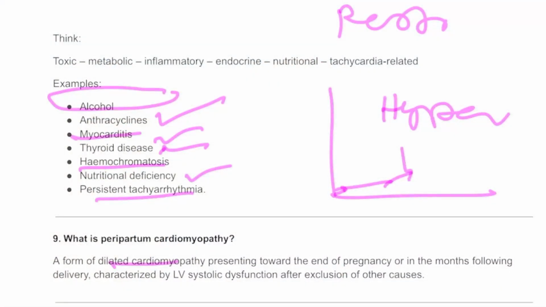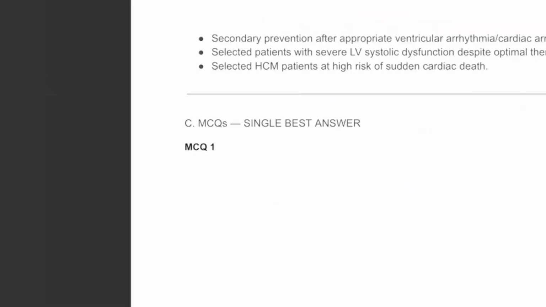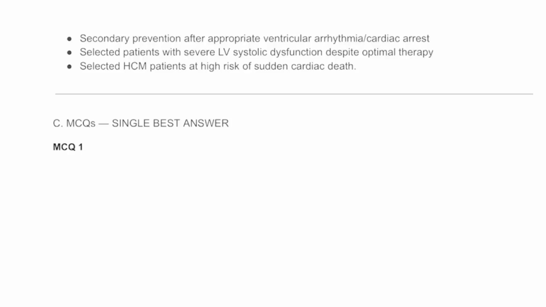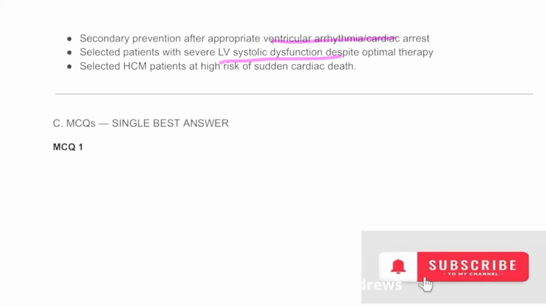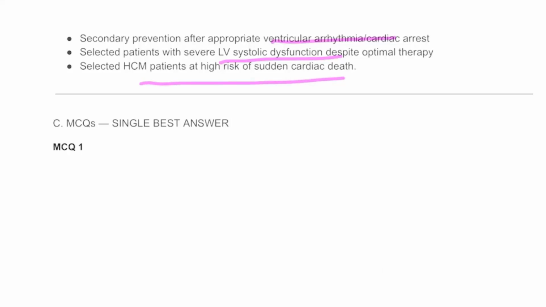So now we look into the indications for ICD, implantable cardiac defibrillators, in cardiomyopathy. Secondary prevention after appropriate ventricular arrhythmia and cardiac arrest. You can give it for secondary prevention after cardiac arrest. You can give it to selected patients with severe LV dysfunction despite optimal therapy, and selected HCM patients at high risk of sudden cardiac death. So these are the important indications.